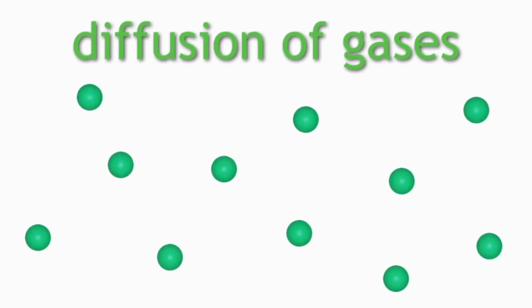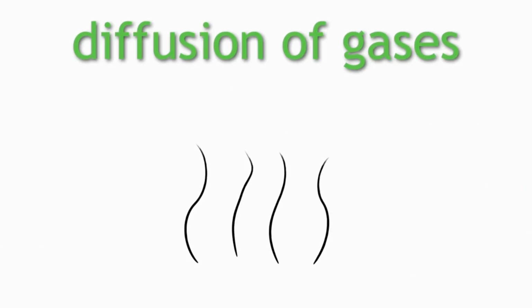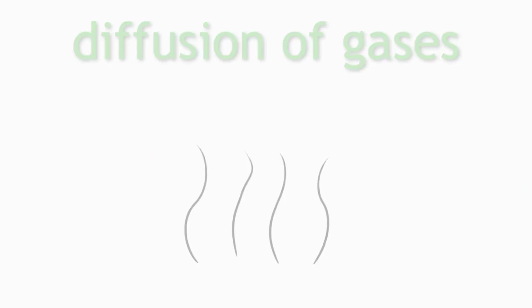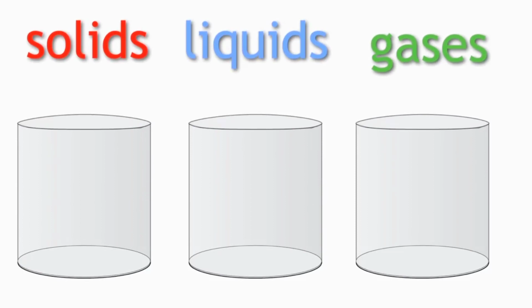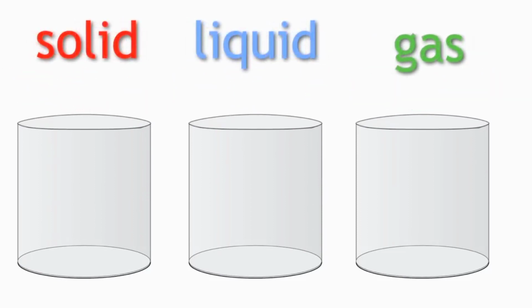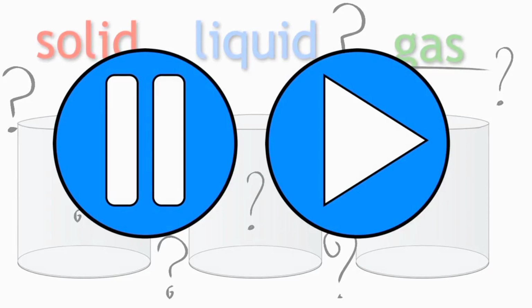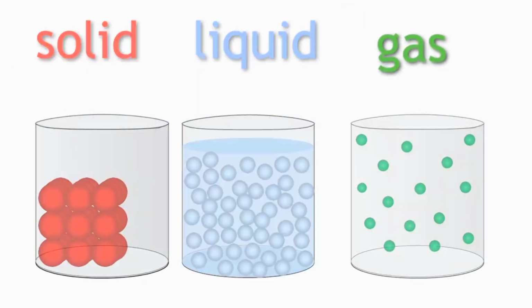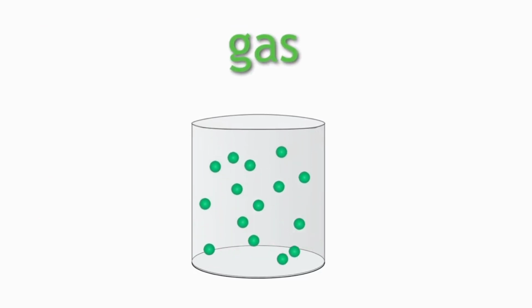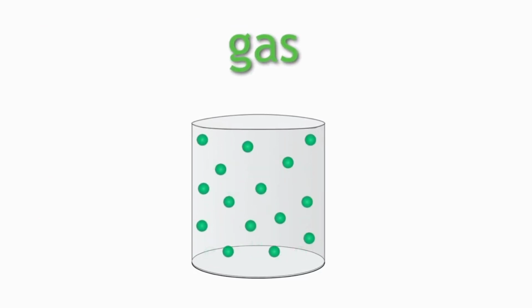This will help you to understand how gases behave and also explain why smells spread. Before we start, you need to recall what solids, liquids and gases are like in terms of their particles. In particular, I'd like you to ask yourself, how are the particles arranged in a gas? Pause the video and restart it when you think you have the answer. The answer is the particles in a gas are spaced out and move about very quickly in random directions.